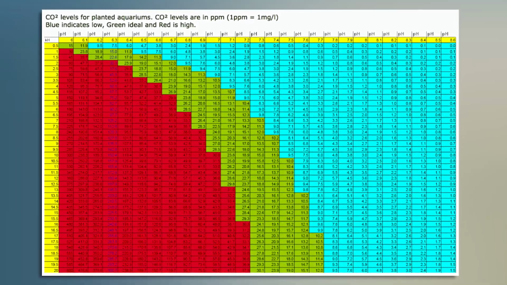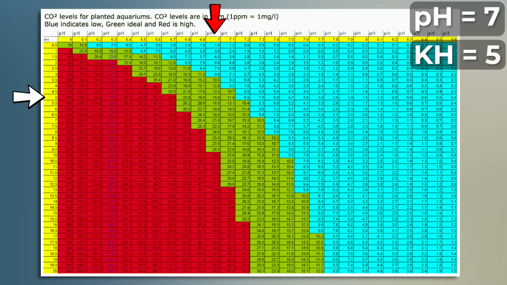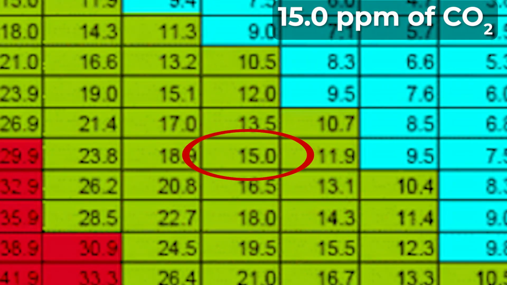This is a pH-KH chart. You take the pH and KH of your tank and find where they intersect on the chart, and boom! That's your CO2 concentration in ppm.